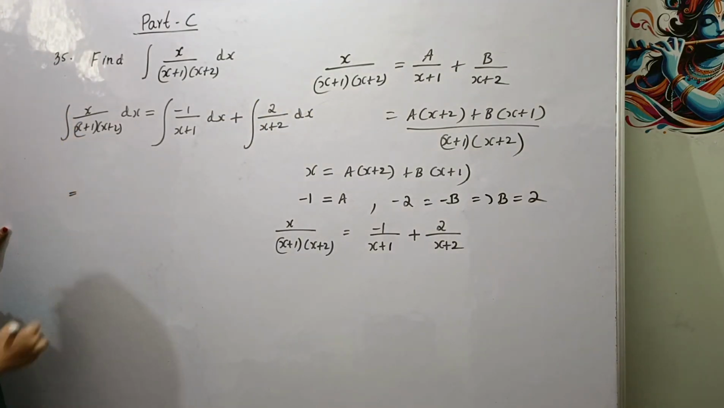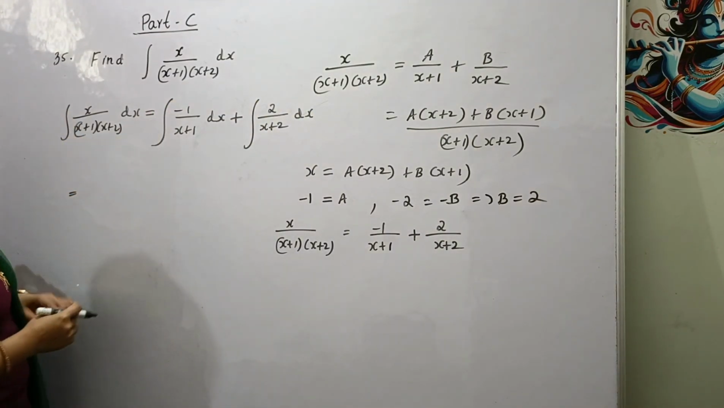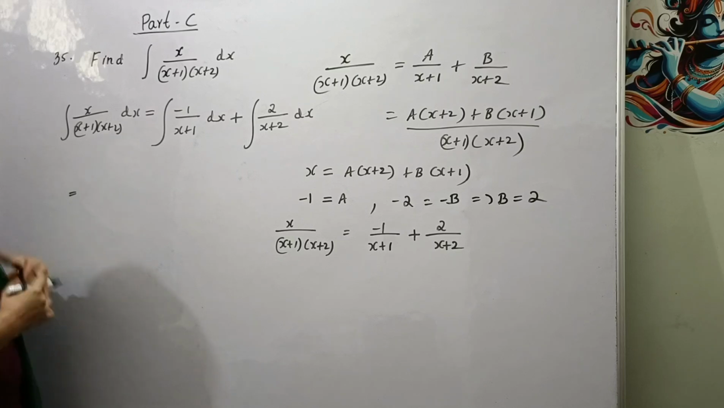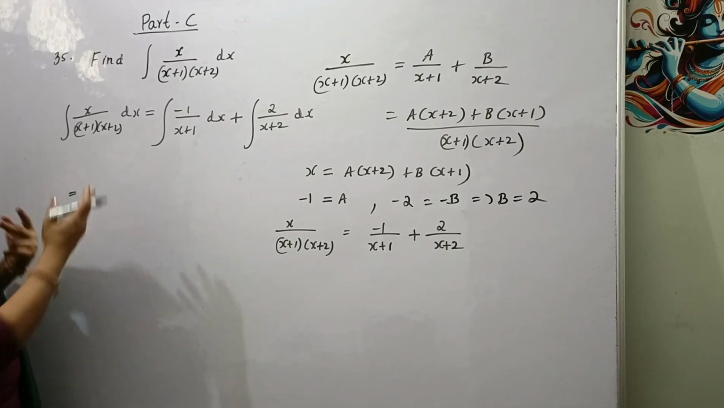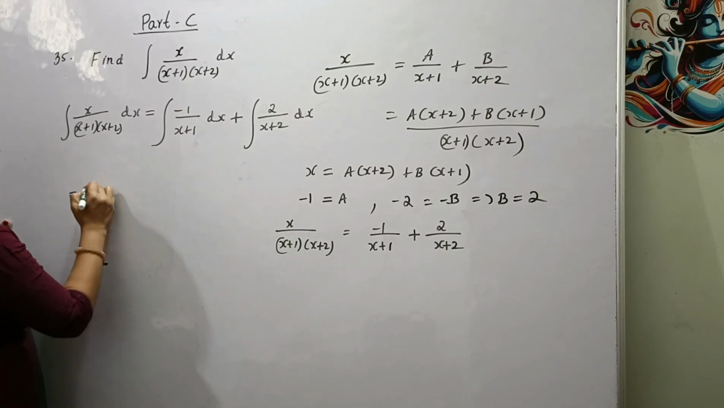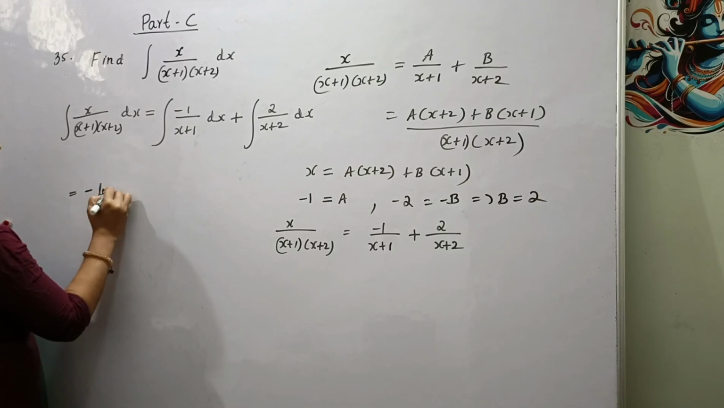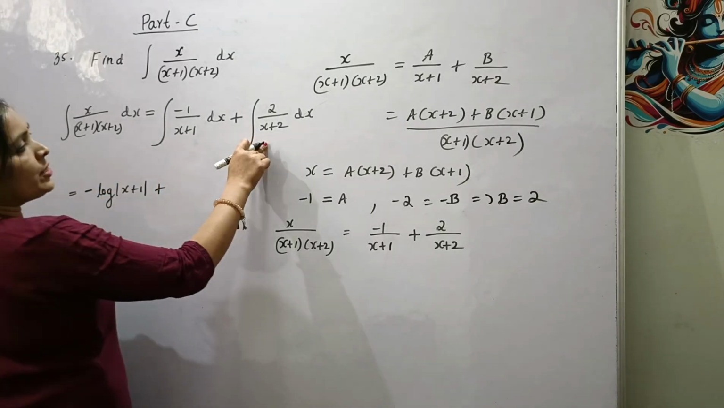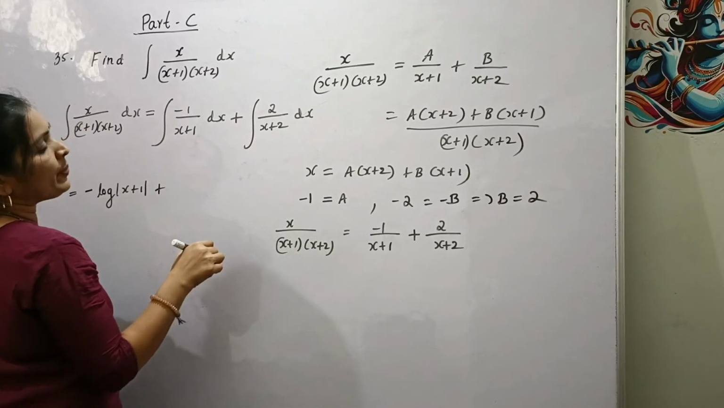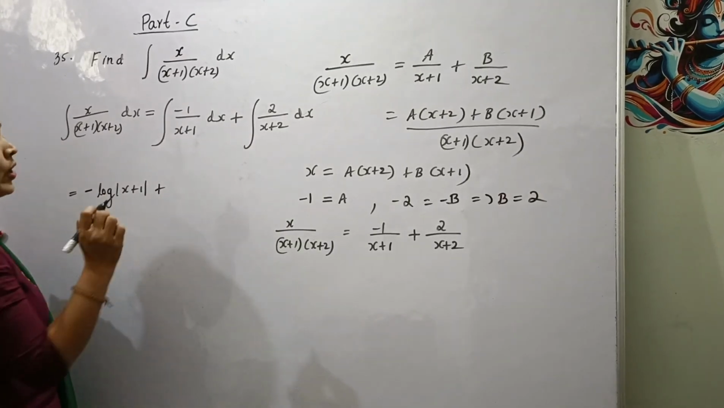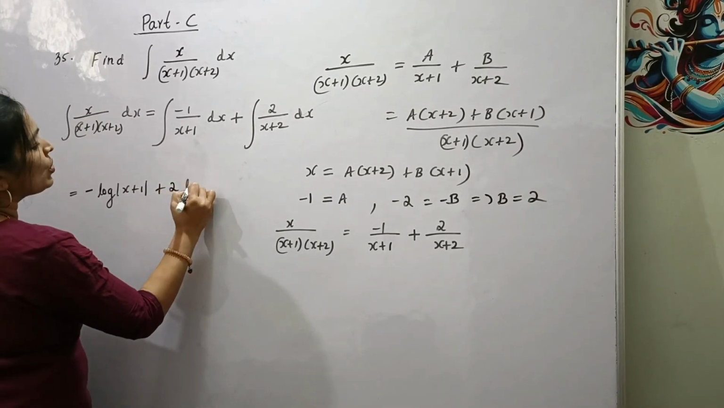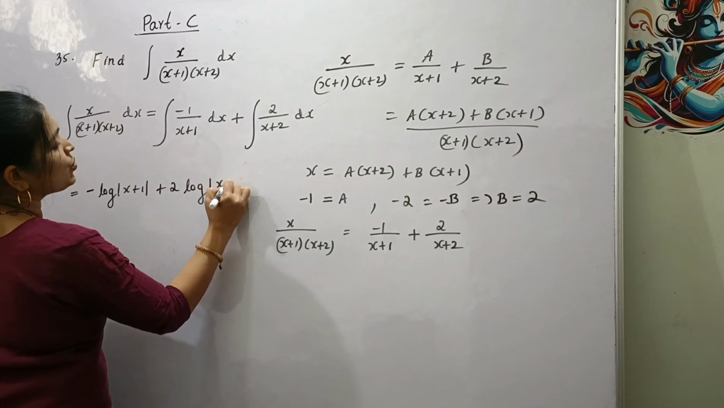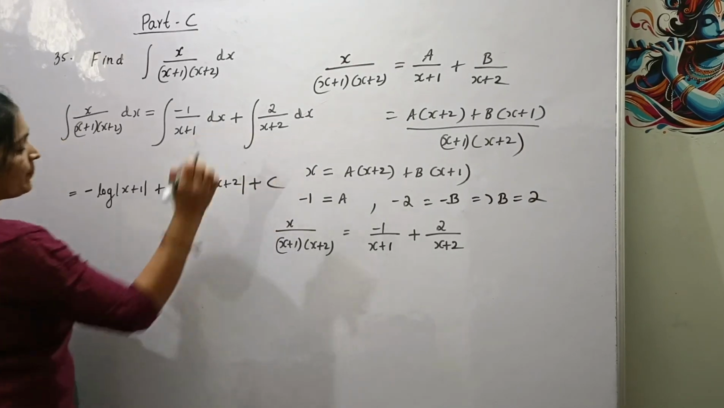Integrate it with respect to x. So here we know that it's of the form 1 by x, right? Integral of 1 by x is log x. So 1 by (x plus 1) gives log (x plus 1). So minus log (x plus 1) plus integral 2 divided by (x plus 2), where 1 by (x plus 2) gives log (x plus 2). So 2 into log of (x plus 2) plus c.